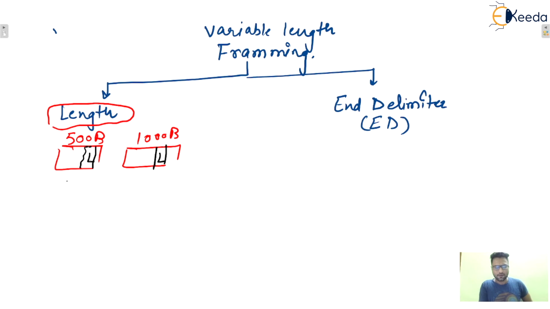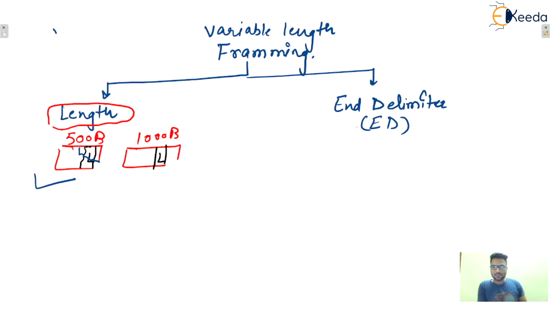But here one problem is there. If this length field gets modified, then there will be a problem. But in a LAN environment, practically these types of errors don't happen. There is a possibility, but not a big problem. So if the length field is used, variable length framing can be implemented. In variable length framing, one field is added that is known as length.